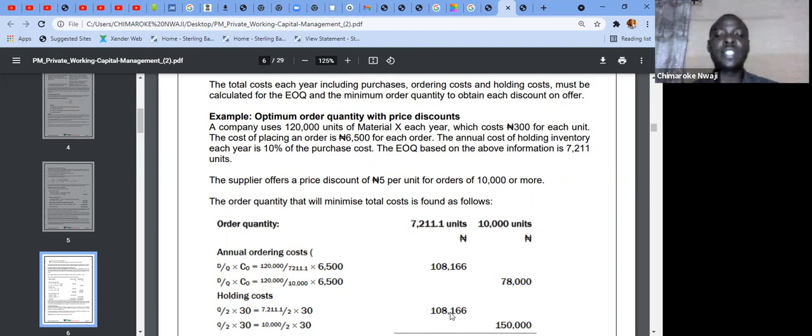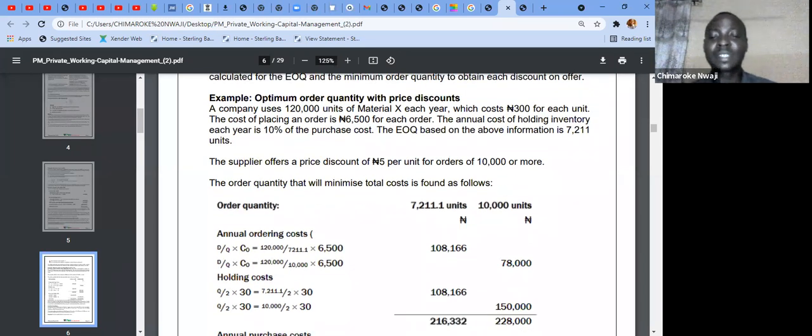Looking at holding costs here, we said in EOQ, ordering costs and holding costs are the same. But let's look at the holding cost for the 10,000 units. Now, the average is going to be half of that, 10,000 divided by 2, which is 5,000. 5,000 times 30 gives you 150,000. Now, hold on a moment. When you add your ordering cost to your holding cost, EOQ gives you the minimum. So you see here, this 216,332 is smaller than this 228,000.